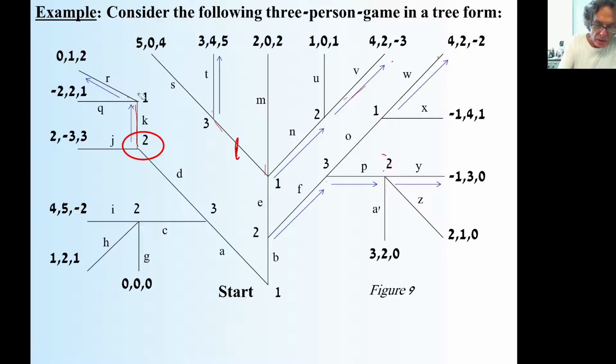Nice. What next? Next 2 here. She has 3 choices: I, H, G. If she goes to I, she gets 5. If she takes H, she gets 2. If she goes G, she gets 0. So clearly she will choose I.